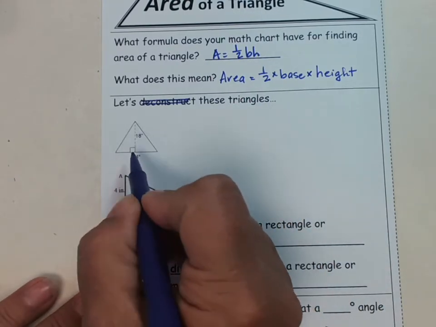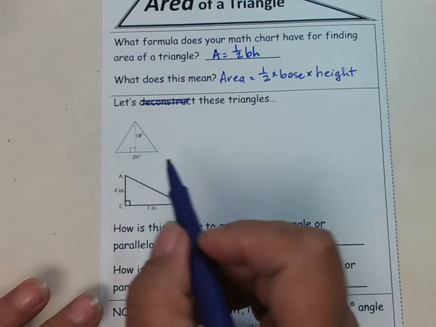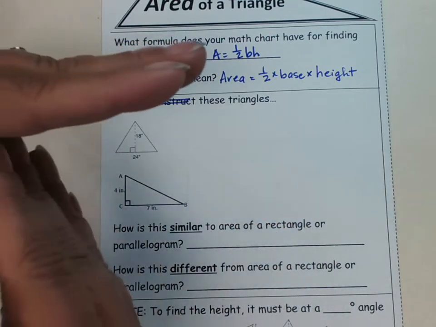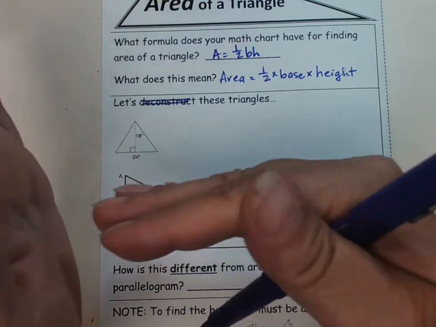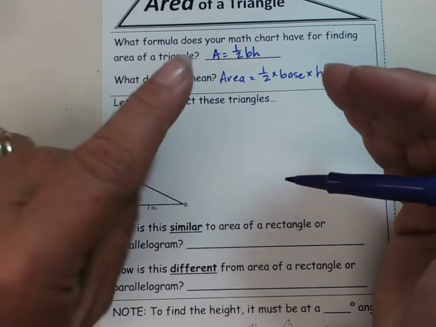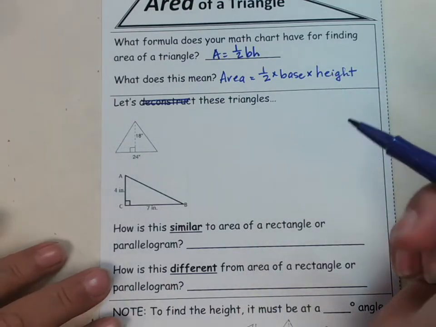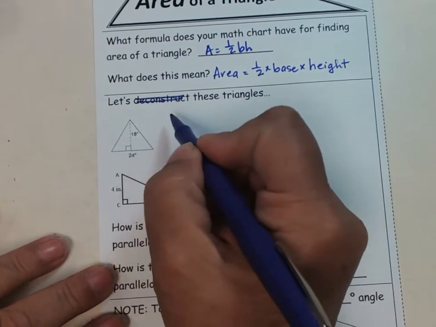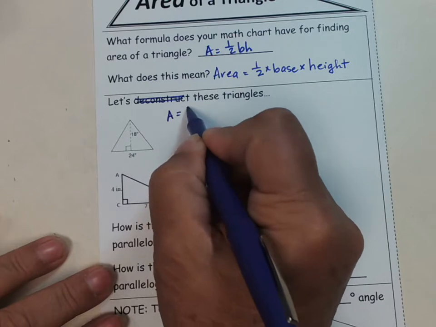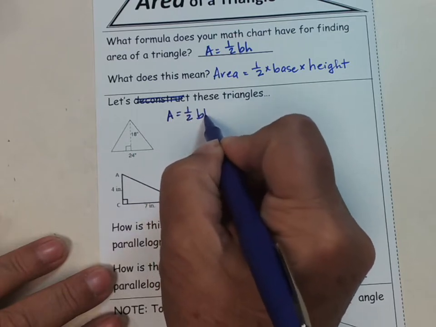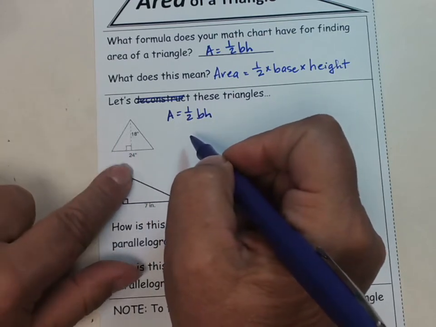So the base and the height have to be perpendicular to each other. They have to make like a T or like an L. Okay? The height has to stand straight up from the base. Okay? So first we're going to write the formula. Area equals 1/2 BH. And then we're going to put in numbers.